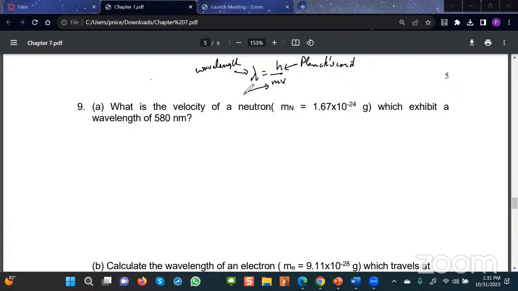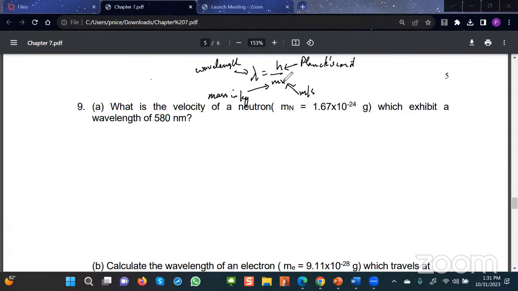M is the mass in kilograms, and v is the velocity in meters per second, right? So that's the equation that you're going to use to answer question number 9A and also 9B. But I'm just going to do 9A, and based on that, you should be able to do 9B.